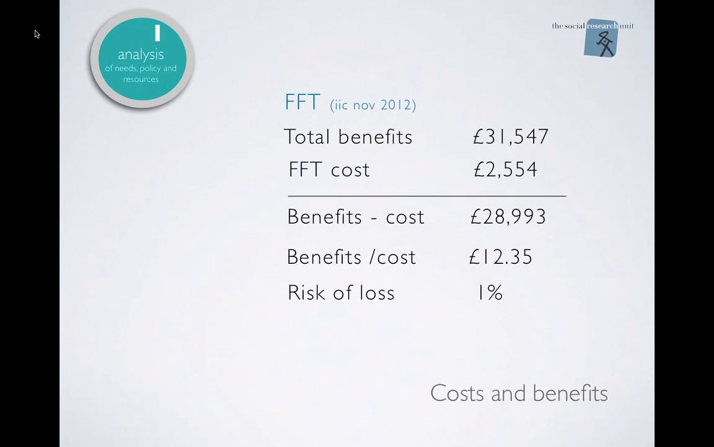Together, these three types of data, on needs, on effectiveness, and on costs and benefits, can empower local commissioners to design evidence-based prevention strategies. I'm now going to hand back to Trin, who will cover the next steps in the commissioning process.